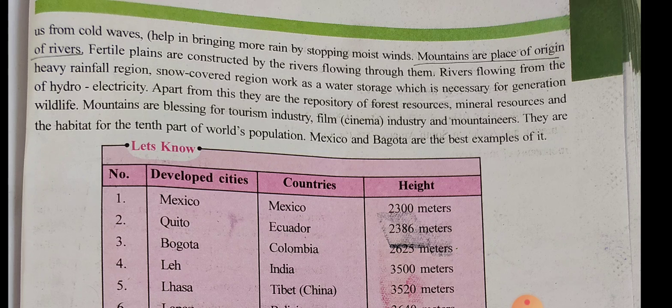Mountains are a blessing for tourism industries. Have you ever visited Mount Abu or any mountain area? When you go to a mountain area, you see how the tourism industry has developed there. Certain film cinema industry and mountaineers also benefit. They are the habitat of the tenth part of the world's population. यानी कि विश्व का 10वां भाग है जो माउंटेन एरिया में रहता है. Mexico and Bogota are the best examples of it.